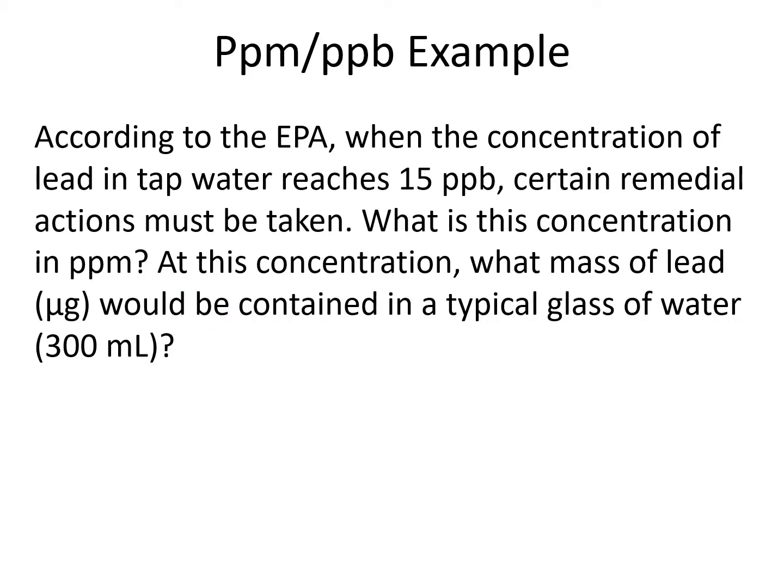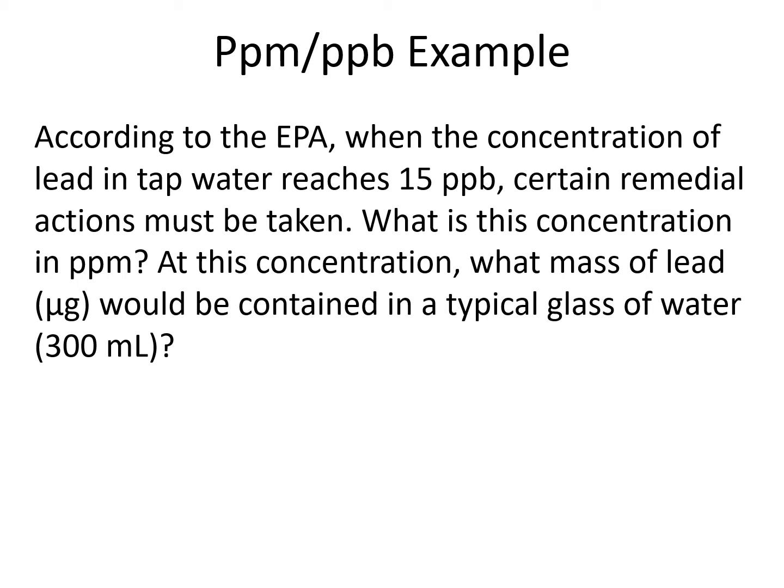Let's look at an example. The EPA has to test tap water to see how much lead is in it. If the concentration of lead reaches 15 parts per billion, then something has to be done to treat the water to remove the lead. We want to find the mass of the lead in micrograms that would be contained in a typical glass of water, which is 300 milliliters. We're also going to be finding what 15 parts per billion is in parts per million.